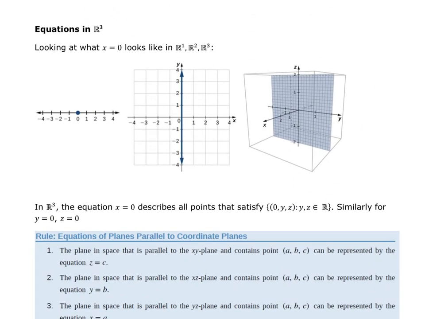So let's take a look at what an equation looks like at x equals 0. When x equals 0 in R1, we have a line graph, and x equals 0 is just a dot on the line graph. In R2, when x is equal to 0, we have a line, which ends up becoming the y-axis. In R3, it ends up becoming the plane. It is the yz plane when x is equal to 0.